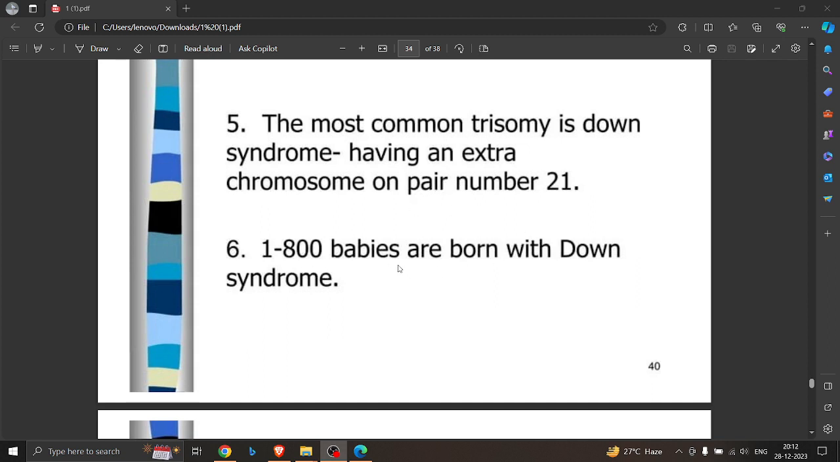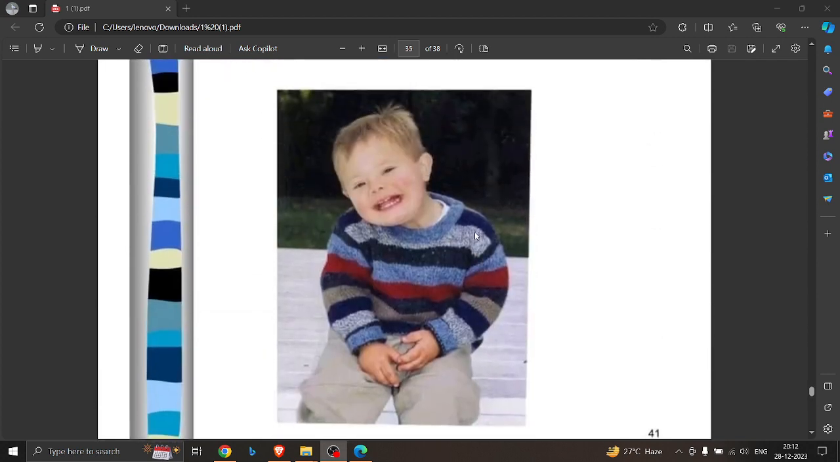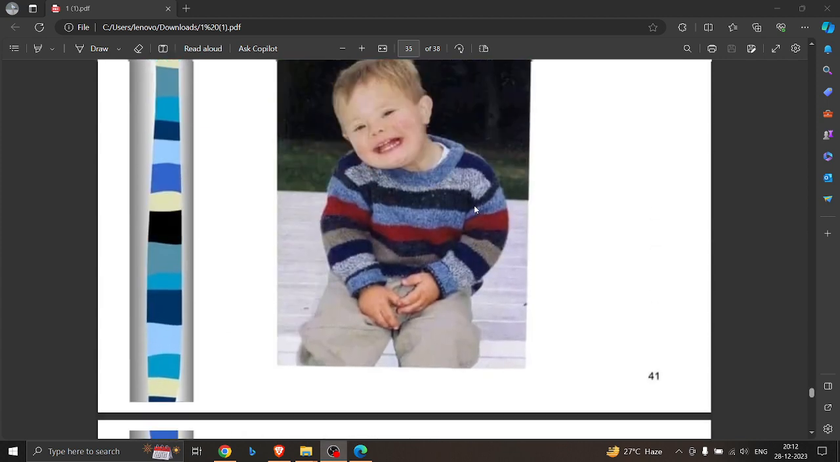1 in 800 babies is born with Down syndrome. You can see the image here.